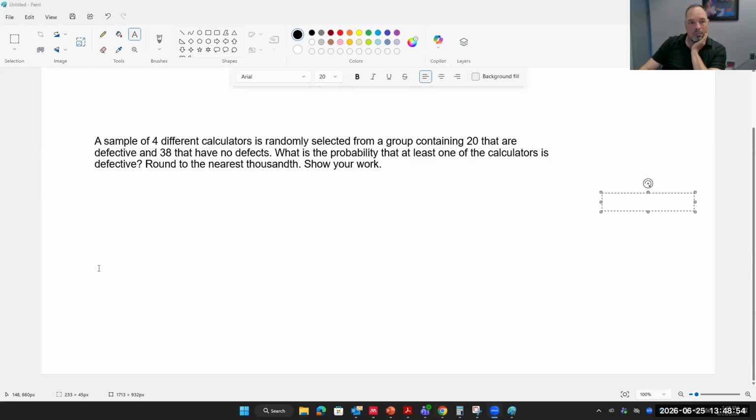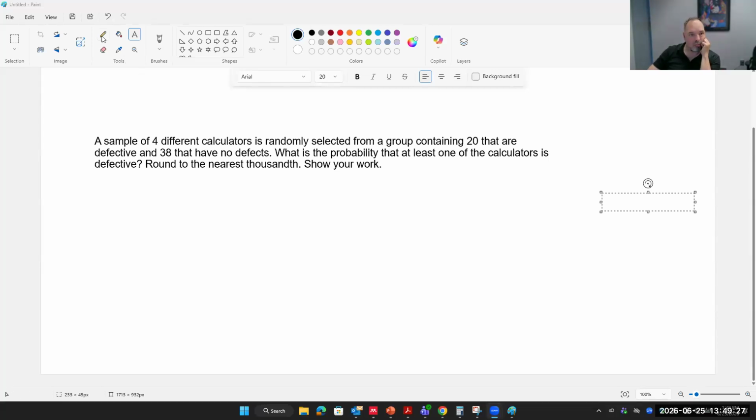All right, this is a sample of four different calculators randomly selected from a group containing 20 that are defective and 38 that have no defects. Okay. What is the probability that at least one of the calculators is defective?